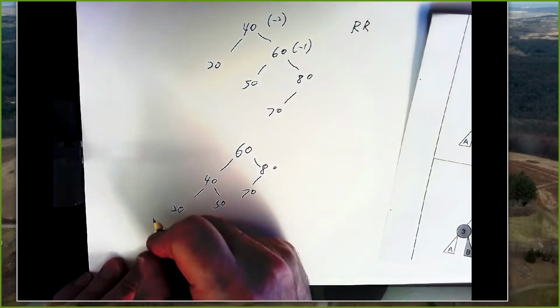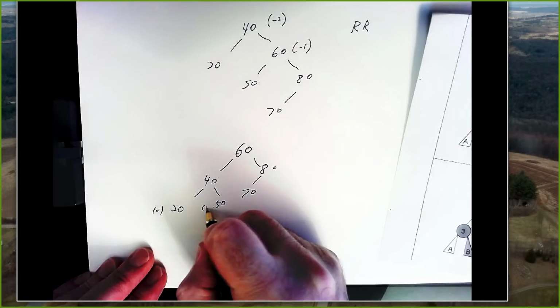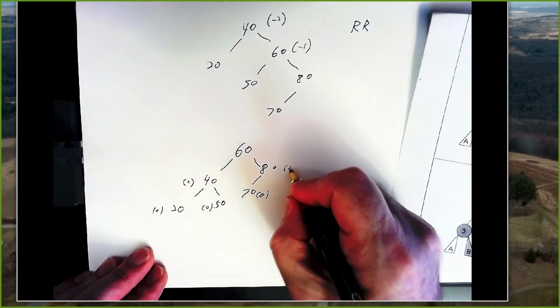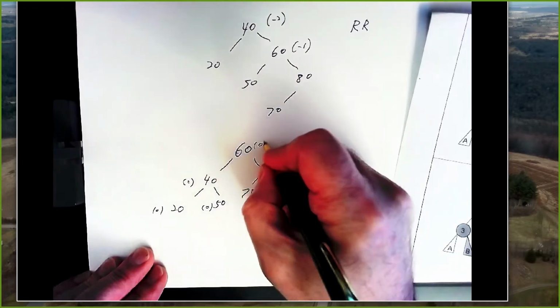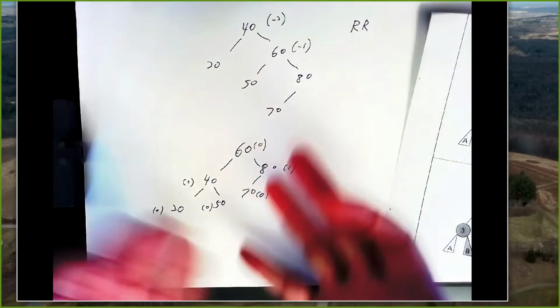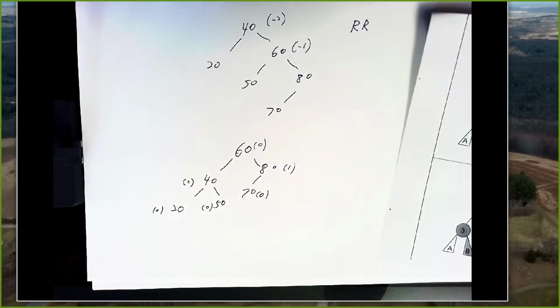But now if we calculate balance factors, these are 0, these are 0, this is 0, this is 1, and this is 0. So it's almost a perfectly balanced tree. If all your balance factors are 0, then you've got a nice, completely filled in tree where everything has exactly 2 children or no children.